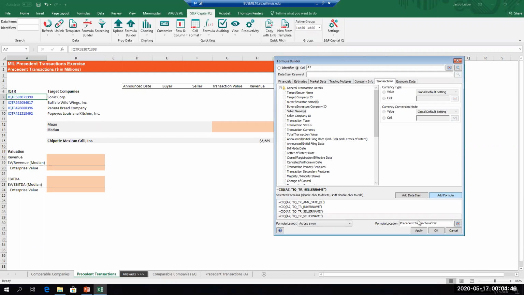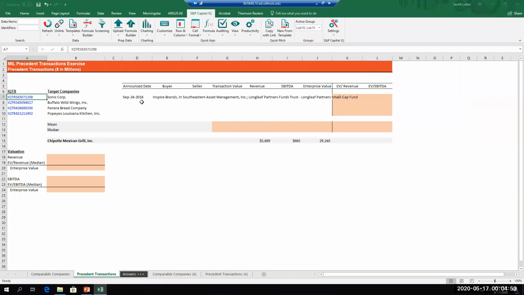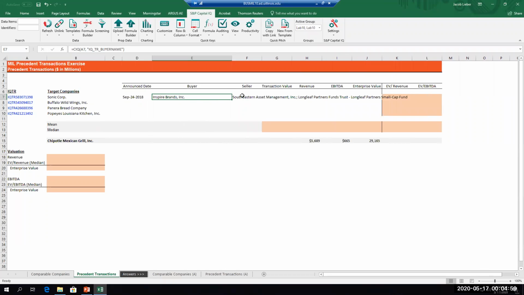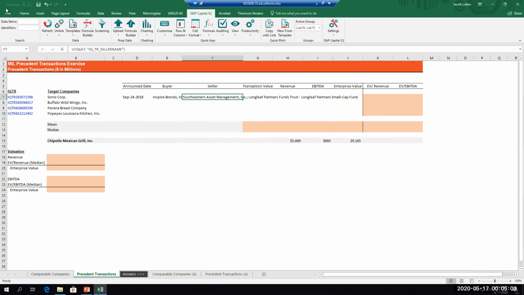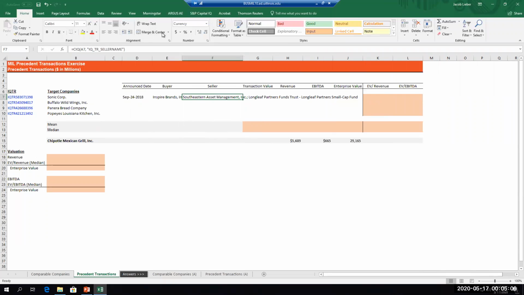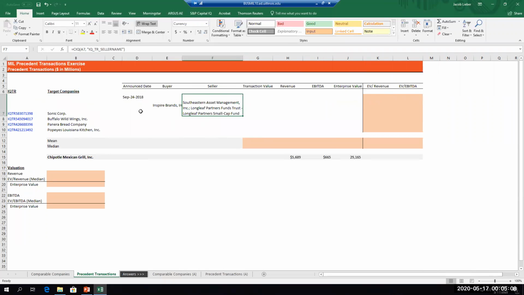I'm going to add formula here. Okay. And don't worry, there's not a problem here. There's just a lot of buyers for this one deal. There's a lot of sellers for this deal. So I'm just going to go ahead and format by wrapping the text.